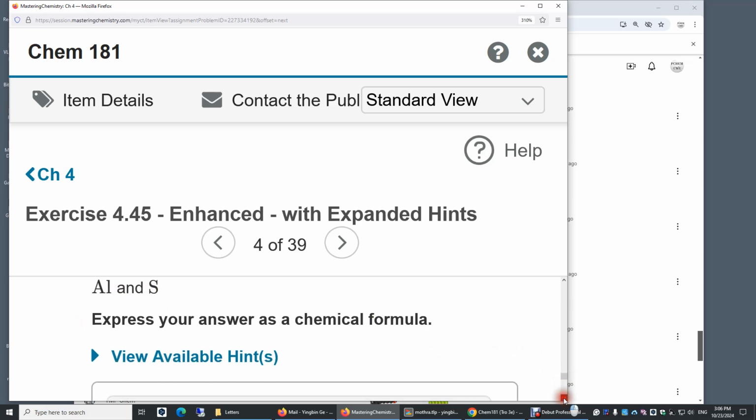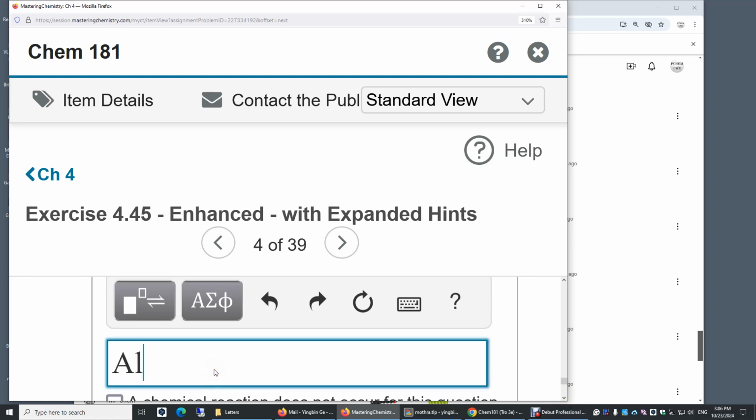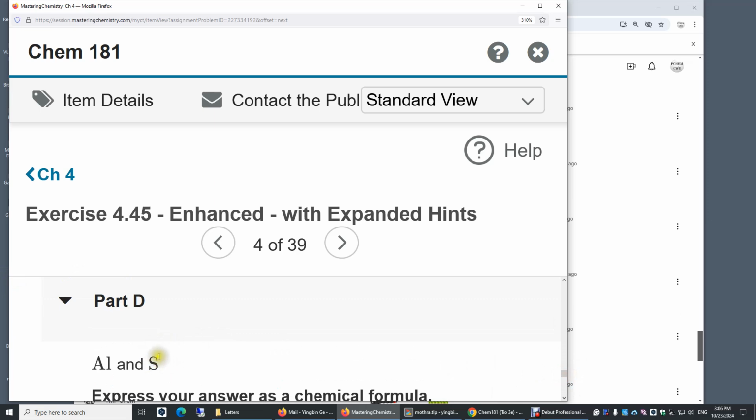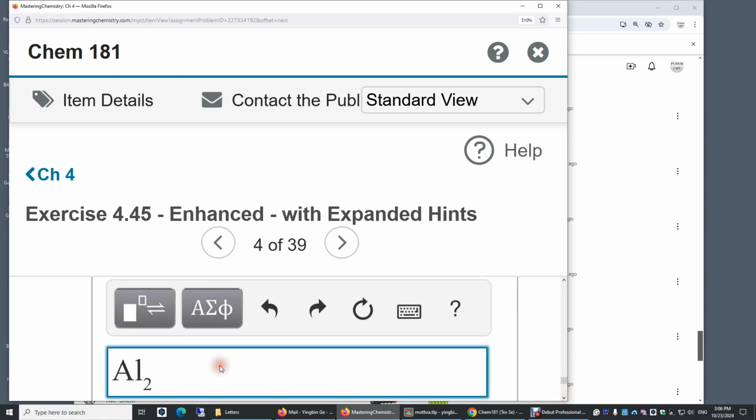How do we do that? We just need 2 aluminum atoms, because each aluminum can give 3 electrons. 2 aluminum, 6 electrons. And then sulfur. Each sulfur gets 2 electrons. Now we have 6 electrons moving from aluminum to sulfur. Now we have the formula here.